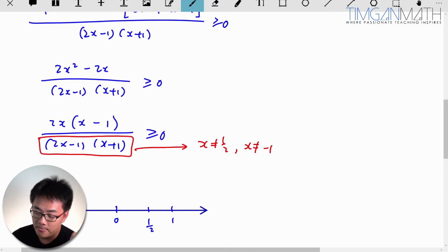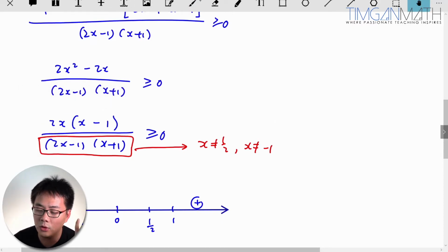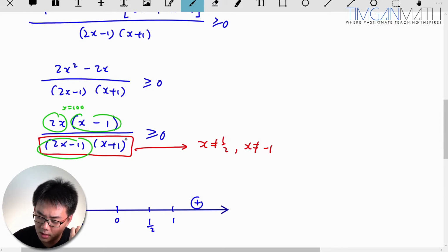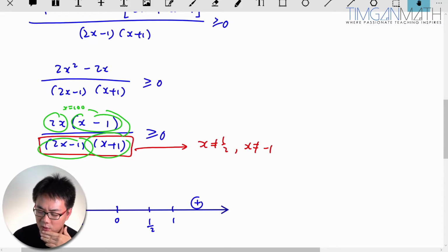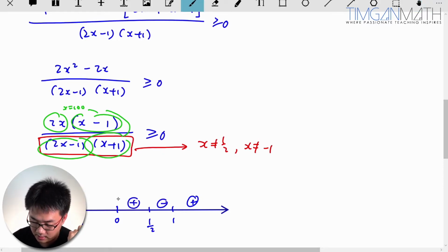Now the test point method. I'm going to test a very, very big number, like x equals 100, so the whole thing will be positive. I'm not sure what method you're using, but I prefer the test point. You shouldn't try to draw the graph. I know some schools advocate drawing, but with all due respect, it's not the kind of question you should waste your time on. So this is plus, minus, plus, minus, plus.